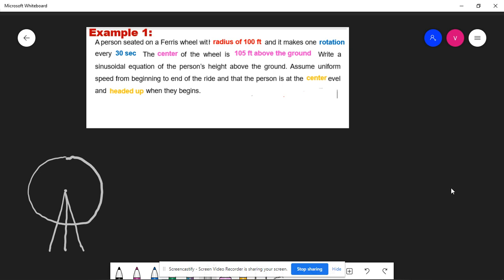So we're going to do some harmonic motion examples. This is the first one that I did with everyone. It's about the Ferris wheel. So just to make clear what's going on and repeat what we've said in class.